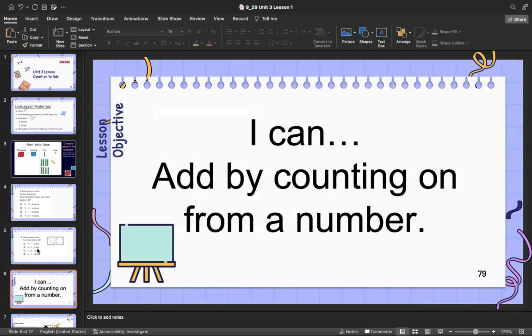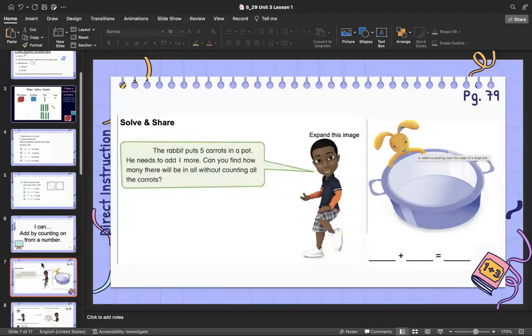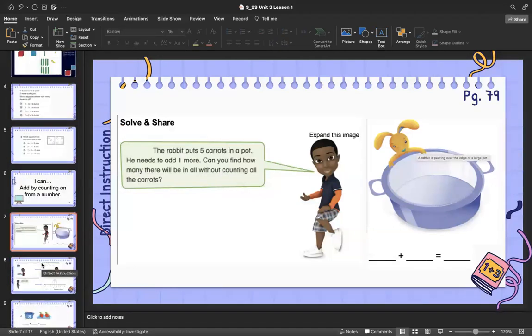Today, we're going to be talking about add by counting on from a number. This is something we'll be working on for next week, and then I'll also be adding it into your portfolio. Here is your direct instruction. If you want to go into the book for the Envision Math, you have page 79 that you can look at and keep moving on from there.